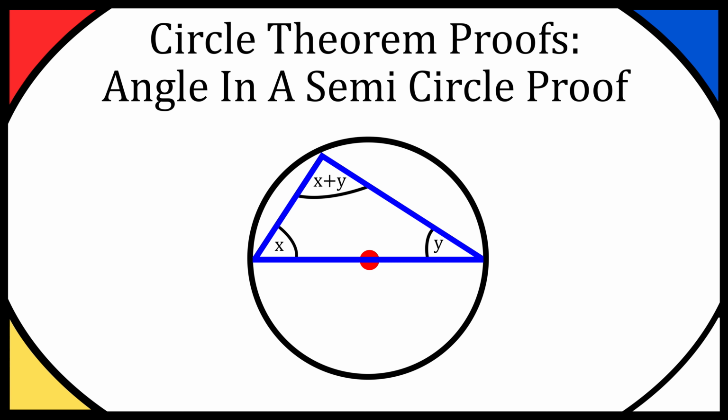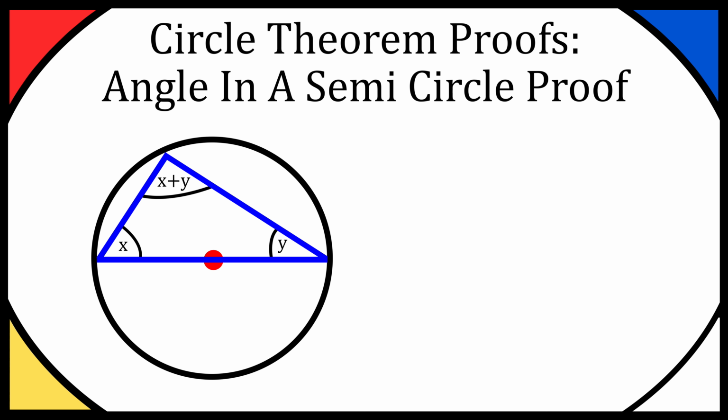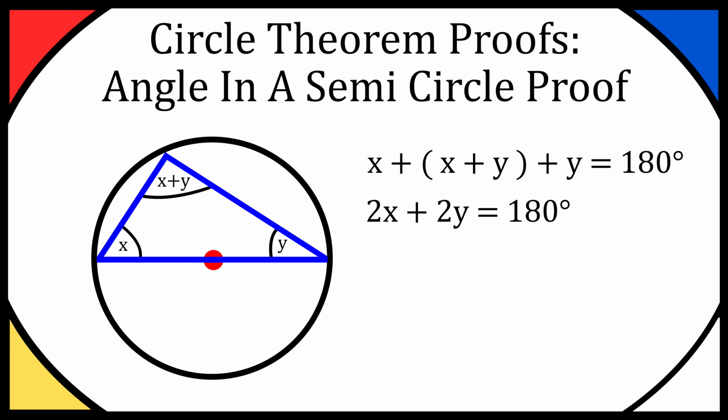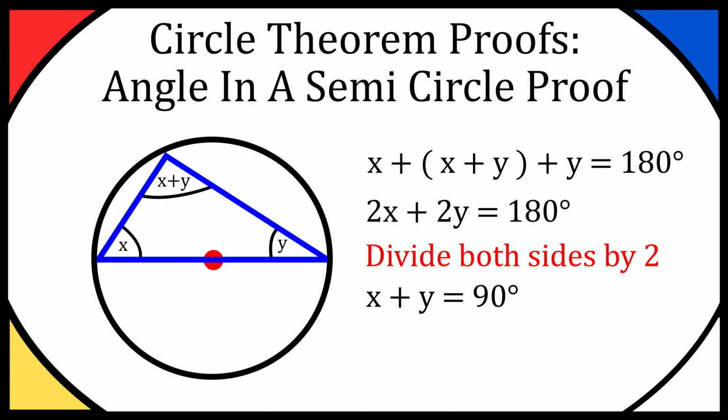Now from here, we're going to move this over a little bit to have some room to write. We're going to finish off the proof with the fact that all angles in a triangle add up to 180 degrees. So we've got X plus Y plus Y is equal to 180 degrees. Add up all the X and Y's, so 2X plus 2Y is equal to 180 degrees. Divide both sides by 2. It's going to give us X plus Y is equal to 90 degrees. So we know that X plus Y added together is always going to be 90 degrees. And 90 degrees is a right angle, so that's always going to be a right angle.